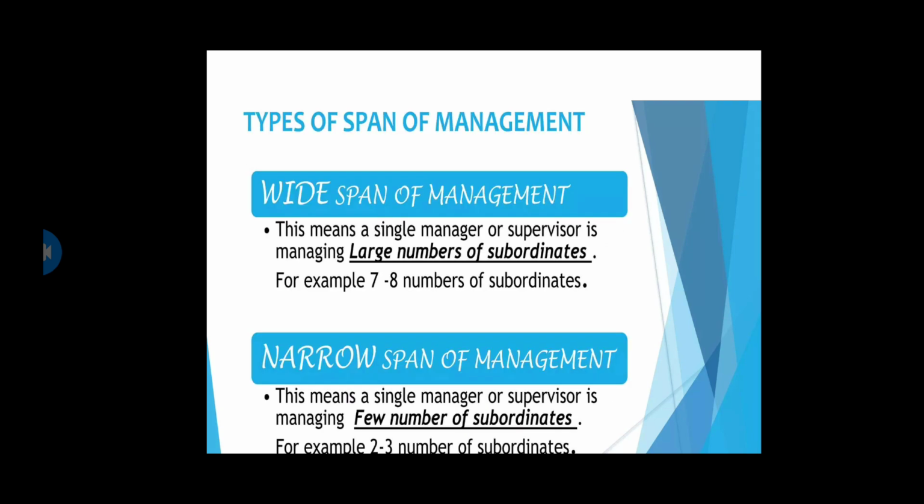Now there are two types of span of management which we have discussed before also: wide span of management and narrow span of management. Wide span of management means that under one manager there is a large number of subordinates, for example 7 to 8 subordinates or more. But in narrow span of management there is a small number of subordinates under one manager.